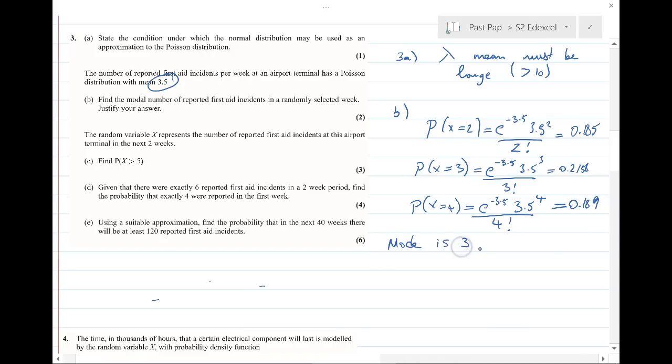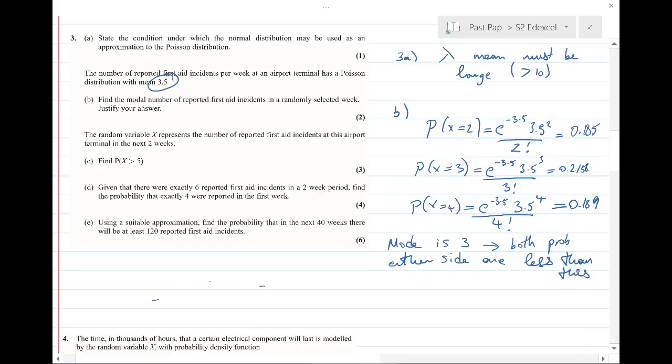It does say explain your answer. Hopefully that's enough for 2 marks. We've done quite a bit of work, but the mode is 3 since the probabilities either side are less than this. So that must get us a mark. I've probably gone a bit over the top there, but anyway, that's it.